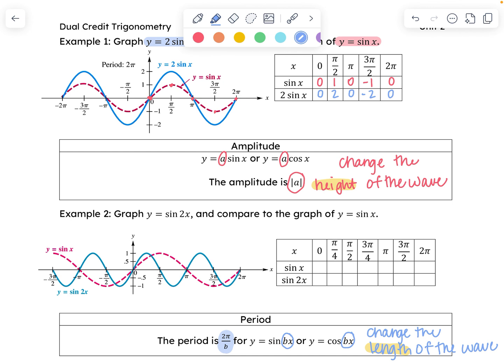So if you look, once again, we have graphed in the red dotted line our y equals sine of x, our normal parent function. But now in our blue, we have y equals sine of 2x. Now we're switching from 2 sine of x to sine of 2x. So it's going to change how the length of the wave looks. You can kind of see what I'm talking about there. It looks like a slinky being stretched out or pushed in, is probably the best way to explain it visually.